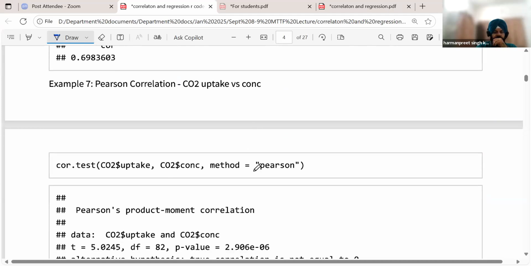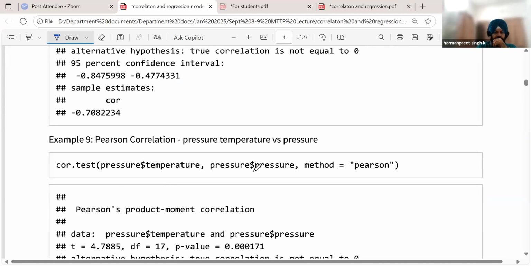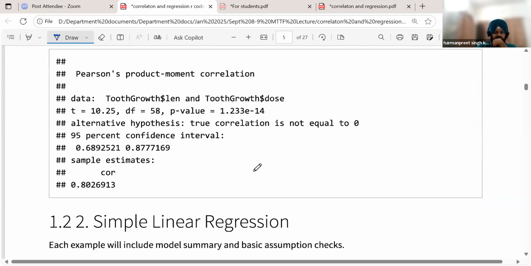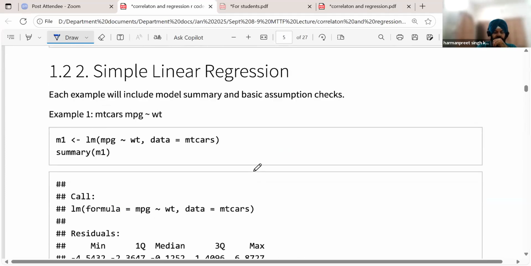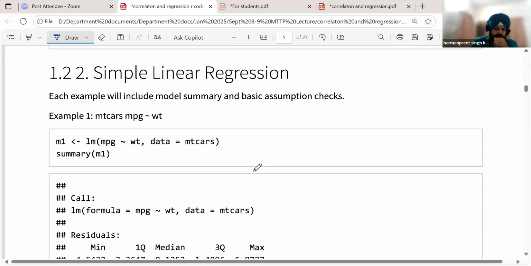Let me take one example of... I think I have kept it of the Spearman. Okay, I forgot it. Let me come to the simple regression model. Implementing a simple regression model is very easy now, because it is very easy to write the code.